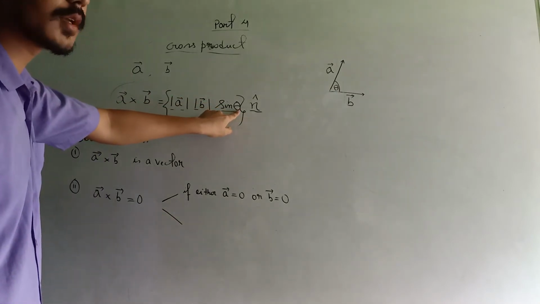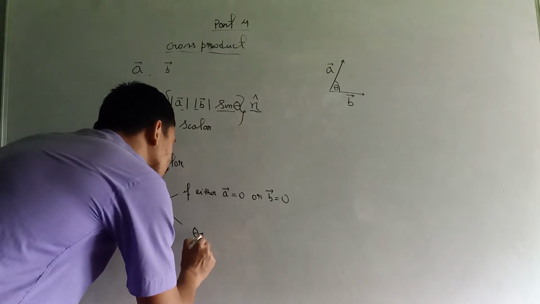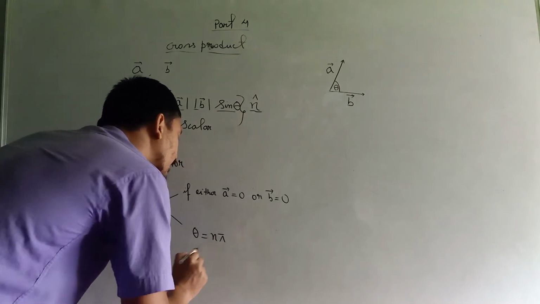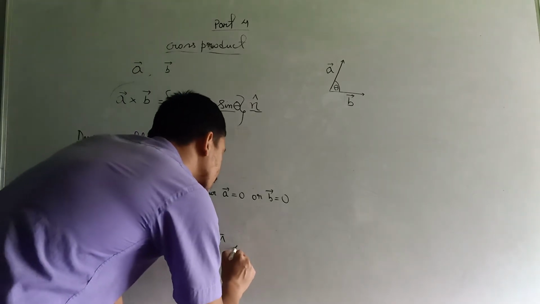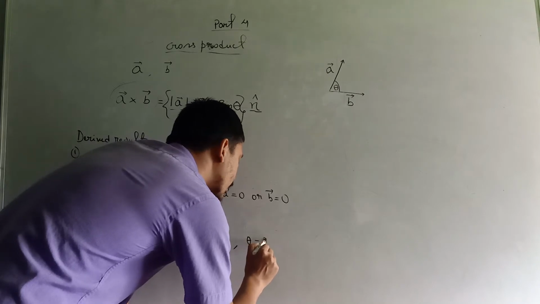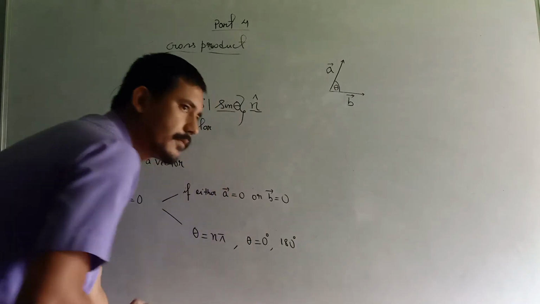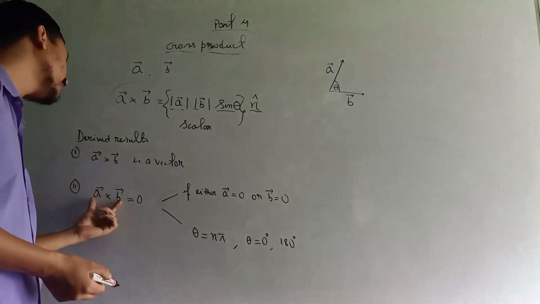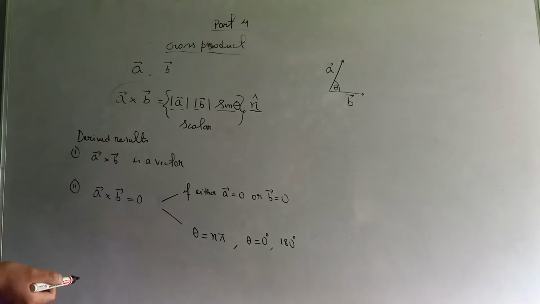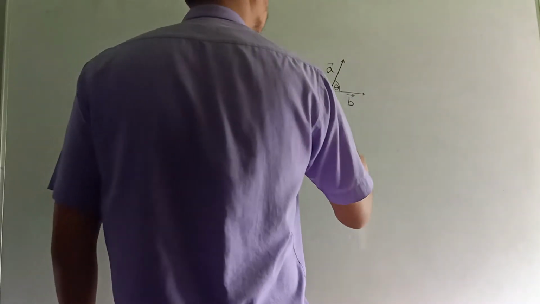Second condition, theta is 0 degree or 180 degree. That means theta is equal to n pi, if you can recall last year's trigonometry, okay? That is, either theta is 0 degree or 180 degree. Then this A cross B product will be equal to 0. Okay?